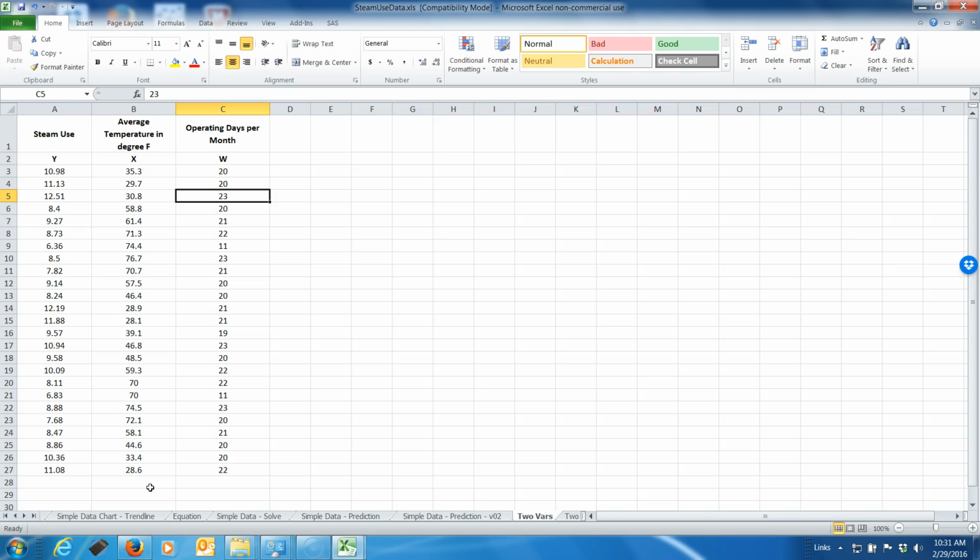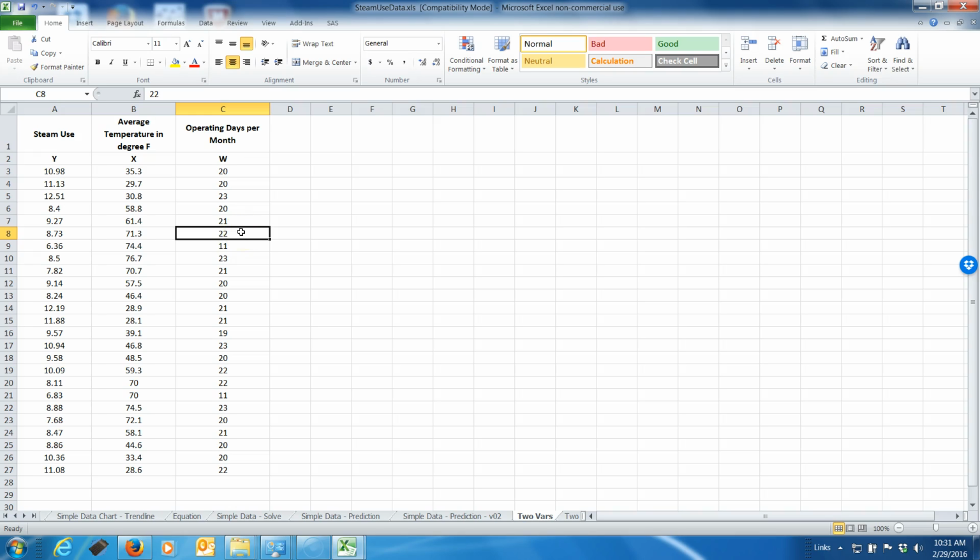But let's just dive into this, and just using common sense, we can expect that the number of days that the factory is open is probably going to be predictive of how much steam they use. So we're not going to do any exploration of this data, we're just going to assume that this is a predictive variable, and we're going to build a model. Now how do we do this?